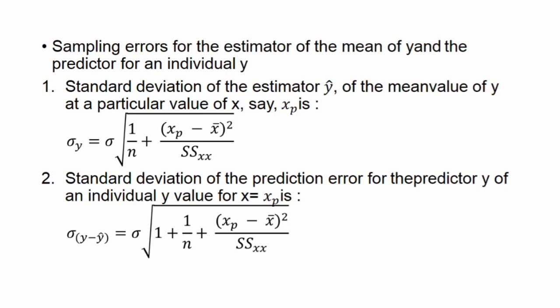Sampling errors for the estimator of the mean of y and the predictor for an individual y are as follows. First, the standard deviation of the estimator y hat of the mean value of y at a particular value of x, say xp, is sigma y hat equals sigma times square root of 1 over n plus xp minus x bar squared over SSxx. Second, the standard deviation of the prediction error for the predictor y hat of an individual y value for x equals xp is sigma of y minus y hat, which equals sigma times square root of 1 plus 1 over n plus xp minus x bar squared over SSxx.